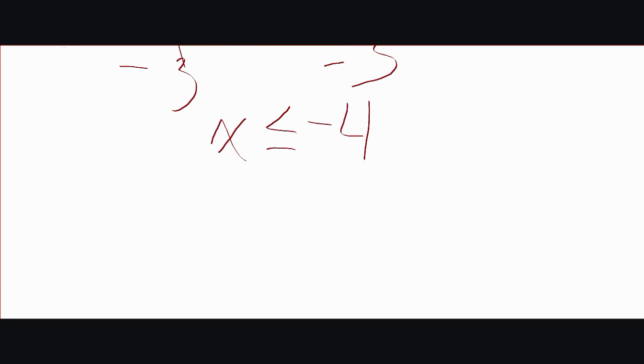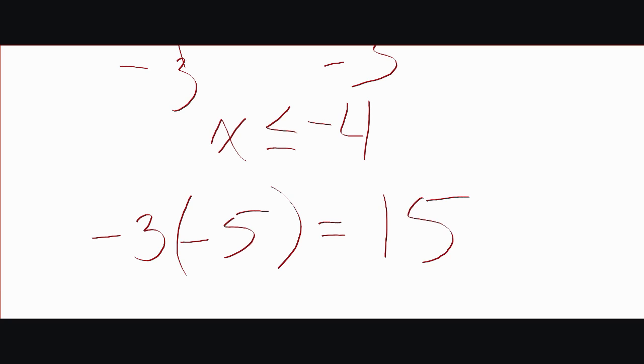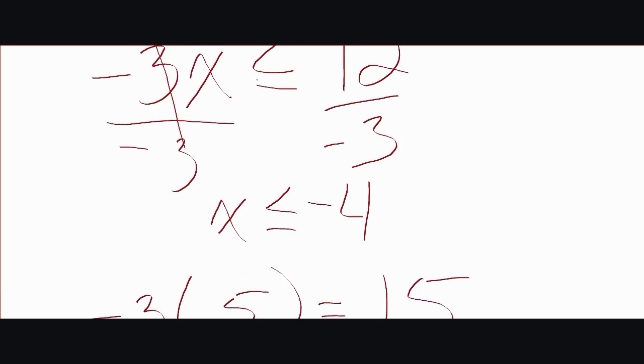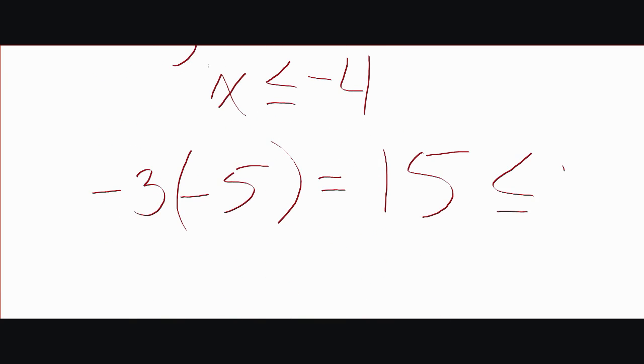Let's plug in a number less than negative 4, meaning more negative. So let's say negative 5, right? Negative 5 is certainly less than negative 4. Negative 3 times negative 5 is a positive 15, but hold on. It had to be less than or equal to 12. Is 15 less than or equal to 12? It is absolutely not. So what happened here?